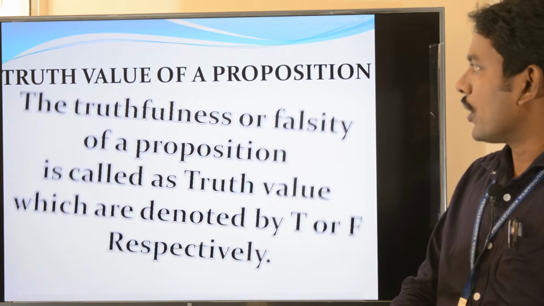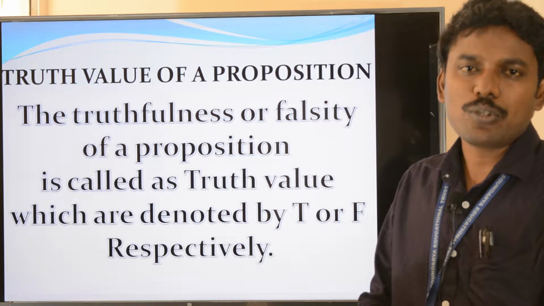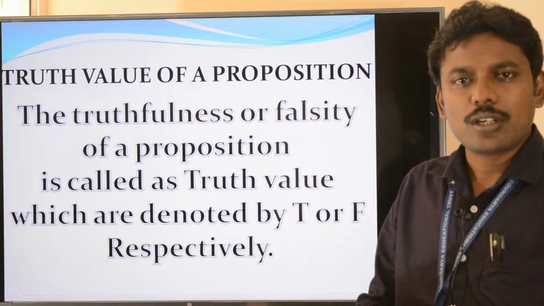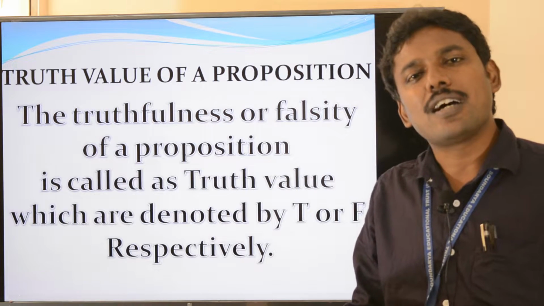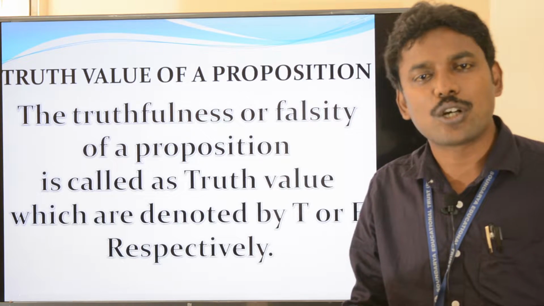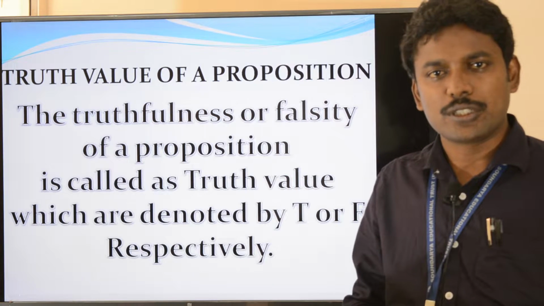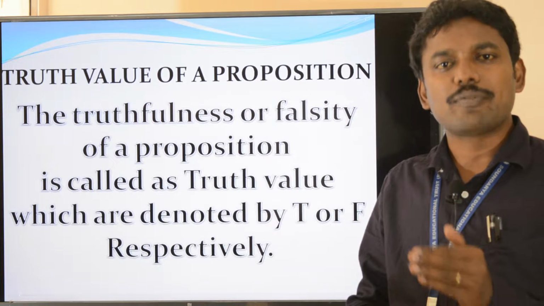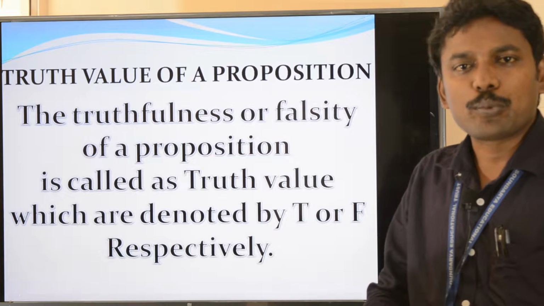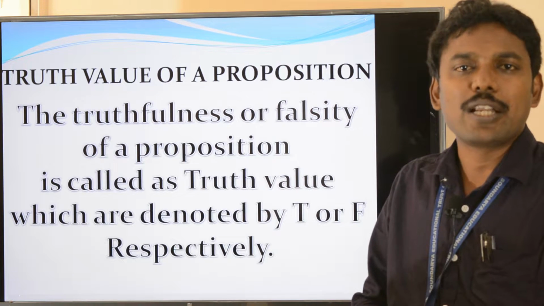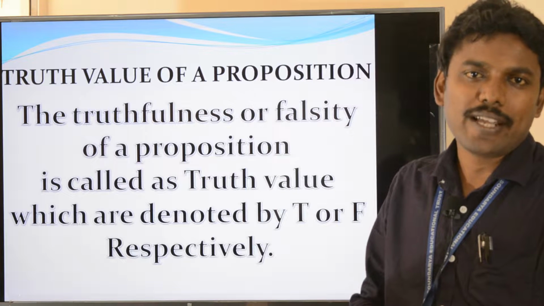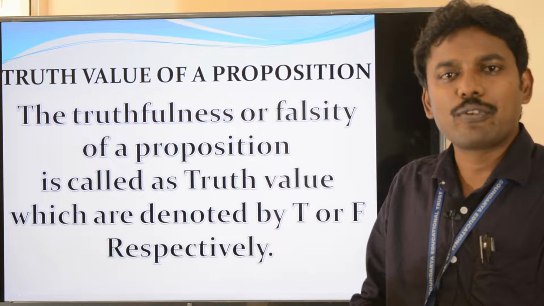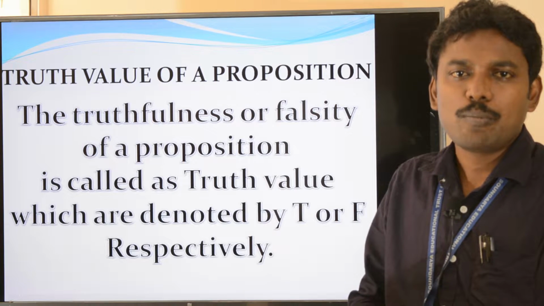And the next one, truth value of a proposition. What is a truth value? A proposition will be either true or false. The truthfulness or falsity of a proposition is called the truth value of the proposition. If a proposition is true, the truth value is denoted by T. If a proposition is false, then the truth value is denoted by F. Therefore, truth value is nothing but the truthfulness or falsity of a given proposition.